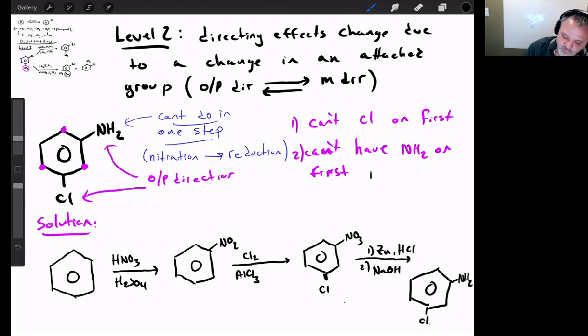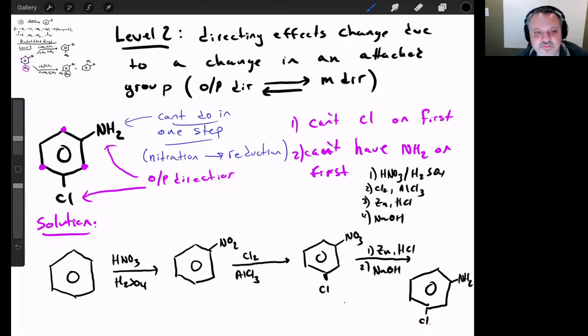And so the correct order of synthesis steps would be HNO3, H2SO4, then Cl2 and AlCl3, then zinc HCl, and then sodium hydroxide. No other order of synthesis steps would work for synthesizing this particular molecule from benzene. So even if you have all of those steps, but you don't have them in the right order, it's not going to be a situation where you're totally correct.